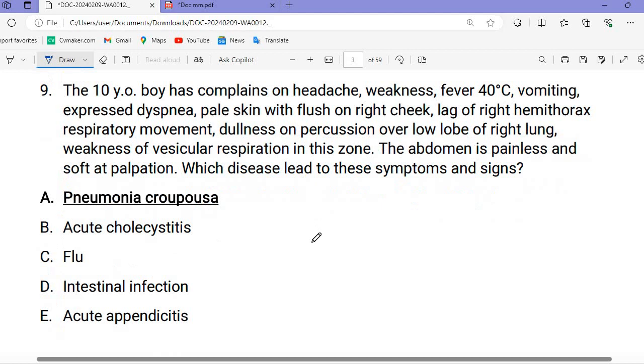See question number 9. A 10-year-old boy is complaining of headache, weakness, and fever.